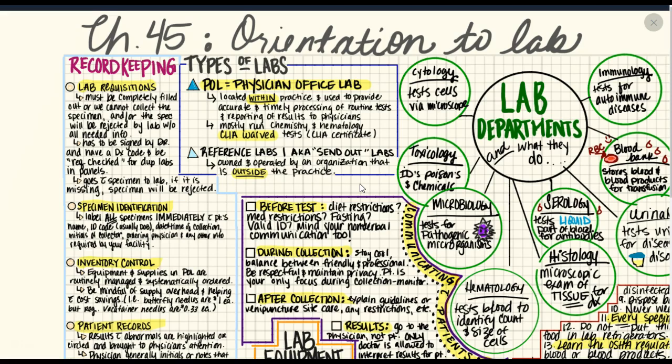Now, if it is anything of moderate complexity or high complexity, which we'll get to in just a few minutes, then those have to be sent out to a reference lab, because most of those POL labs do not have the CLIA certifications to run high or moderate complexity tests. Some do, if they go through the proficiency requirements and other things to get them, but most of the time those are reserved for really big multi-physician, multi-specialty practices, so those are kind of hard to come by. So those are the two types of labs. The POL is the physician's office lab, and the reference labs are the send-out labs.